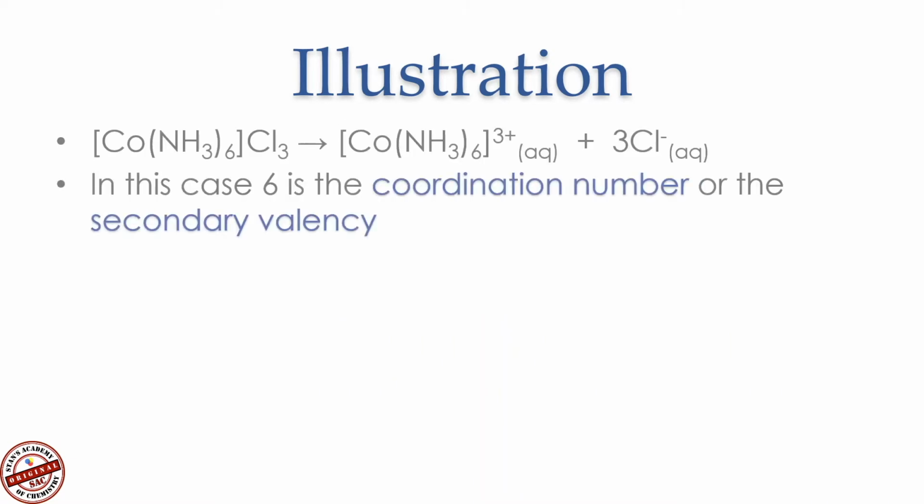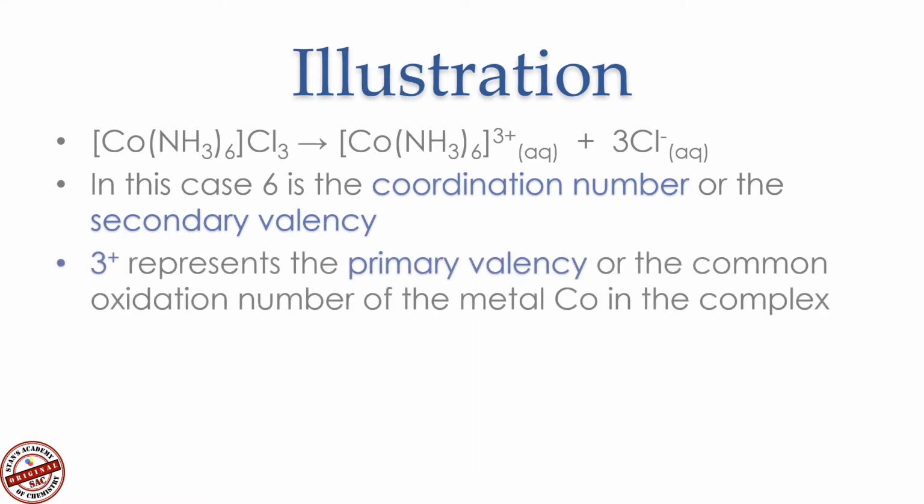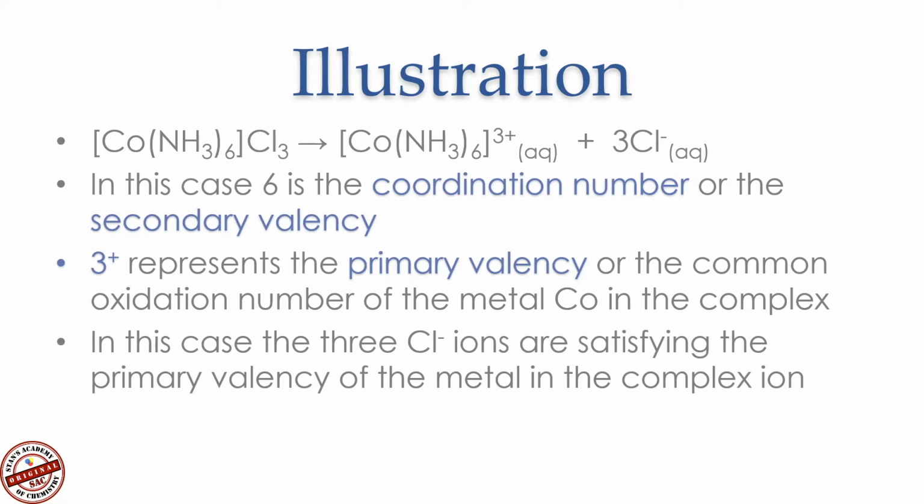So here is an example. We have a coordination number of 6. That's a secondary valency. 3+ is the charge of cobalt, which is the primary valency. The 3 chloride ions, whether present within the coordination sphere or outside, can satisfy the primary valency. So whenever you have negative ions in a complex, whether it belongs to the coordination sphere as a ligand or whether it's outside, it doesn't matter. It still satisfies the primary valency all the time. That's something that you may want to bear in mind.